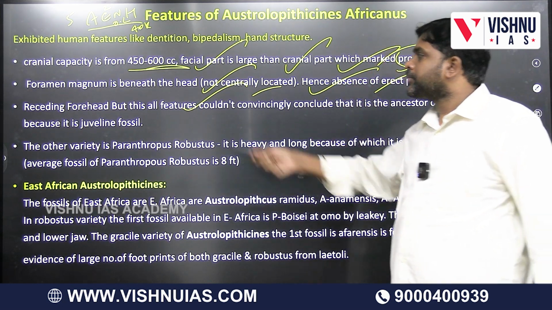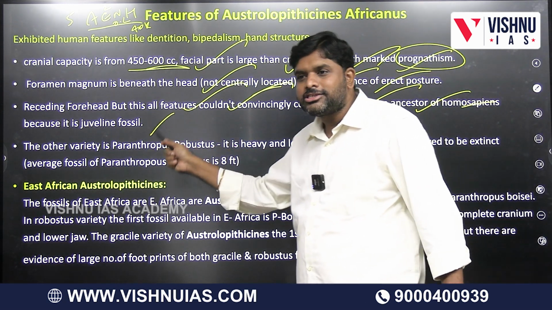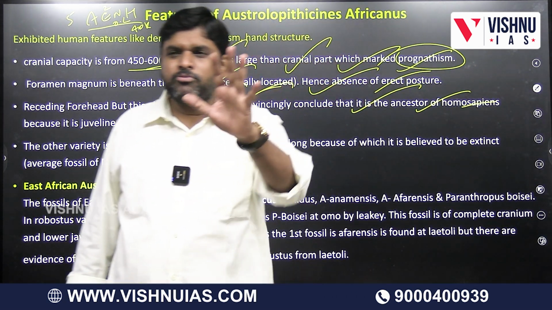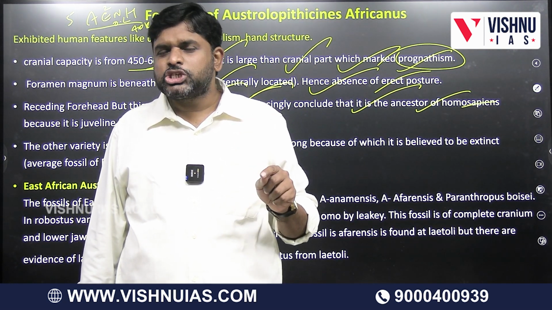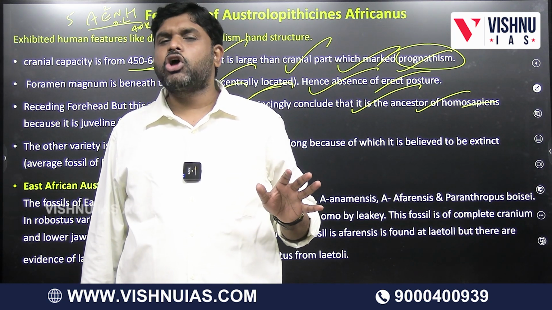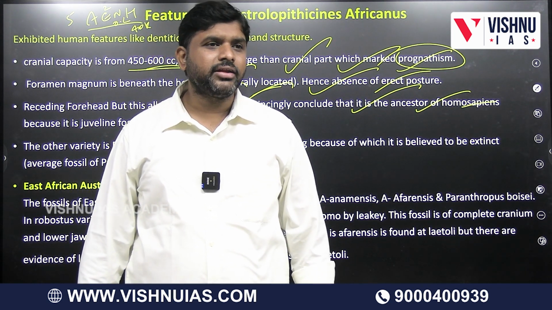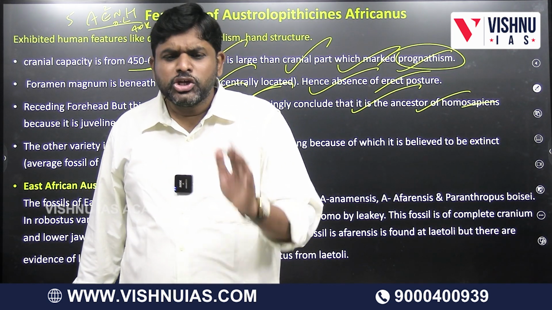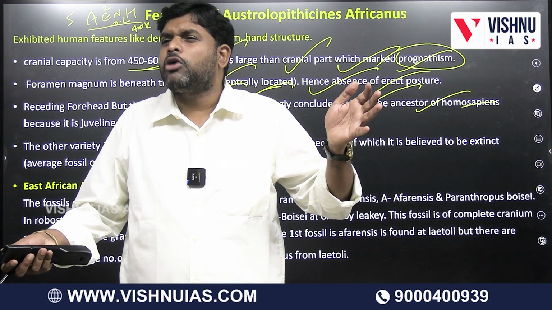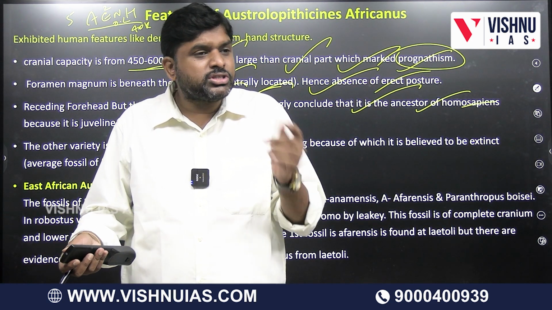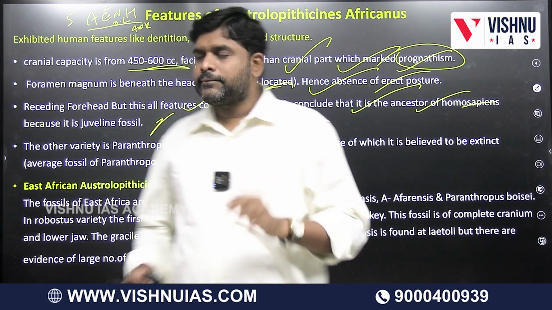Receding forehead, but all these features could not convincingly conclude that it is an ancestor of Homo sapiens because it is a juvenile fossil. So with all these features, can I tell that this fossil is an ancestor of modern man? No, I cannot come to a conclusion. Why? Because it is not a well-developed species like an adult man, it is a juvenile fossil. We don't know, it is like an 8-year-old kid. After growing, how he or she will become, we don't know. Hence, we cannot conclude that this is the ancestor of modern man.